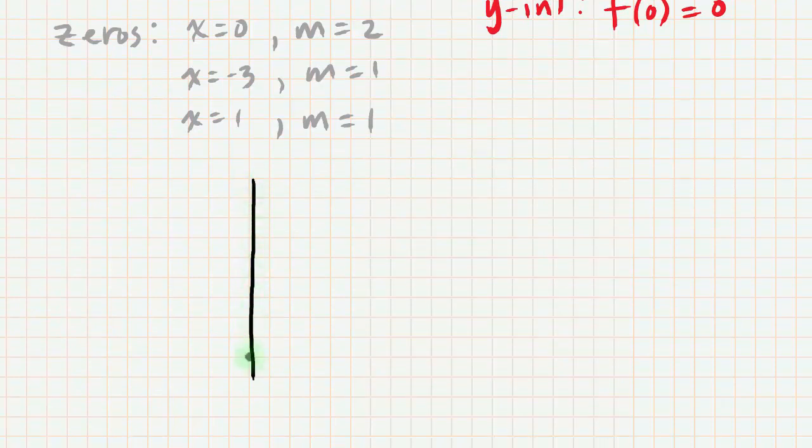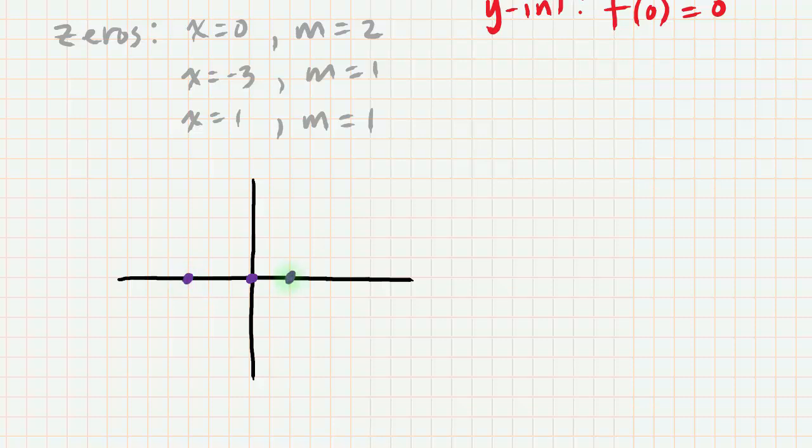So we'll start by graphing the y-intercept. We know that the y-intercept is equal to the origin, so it's right there. And let's go ahead and complete the x-intercepts now. X-intercept of 0, we already have that. X-intercept of negative 3 is right there. X-intercept of 1 is right there.